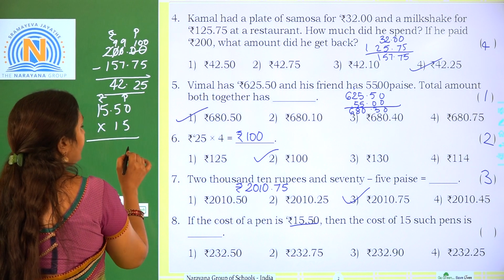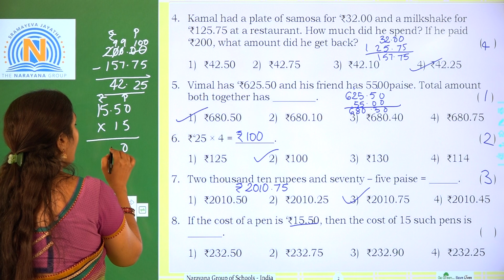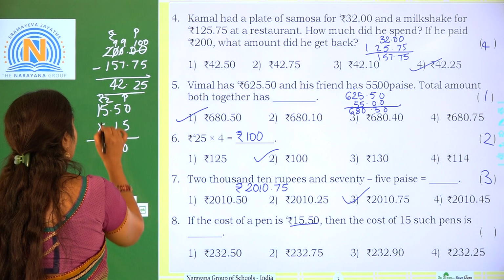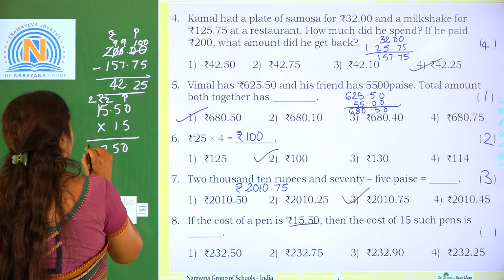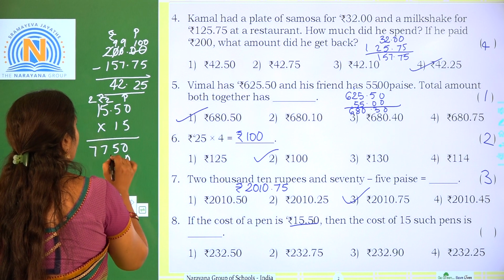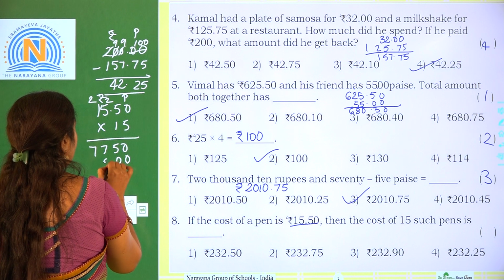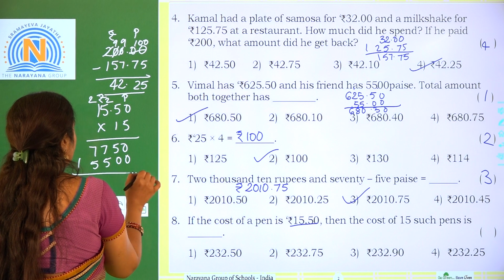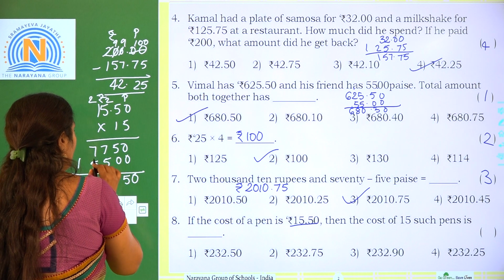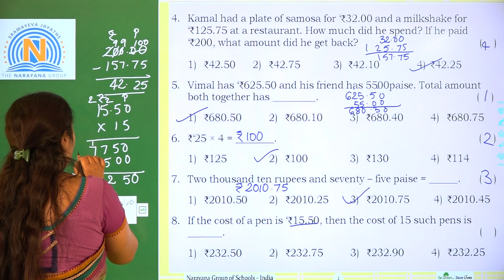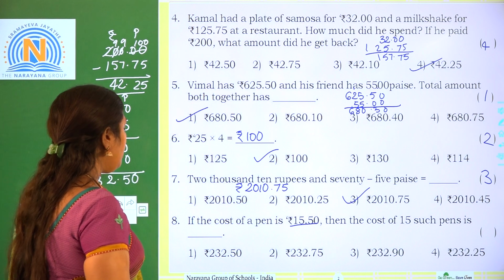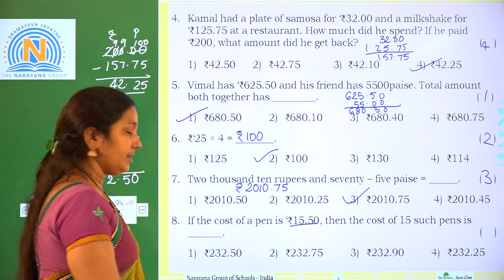So 5 into 0 is 0. 5 into 5 is 25, carry 2. 5 into 5 is 25 plus 2 is 27, carry 2. 5 plus 2, how much? 7. Then 1 into 0 is 0, 1 into 5 is 5, 1 into 5 is 5, 1 into 1 is 1. 0, 5. 7 plus 5, 12. 1, 12 plus 1, 13. 1, 2. 232 rupees 50 paise. Which is the correct option? Option 1.